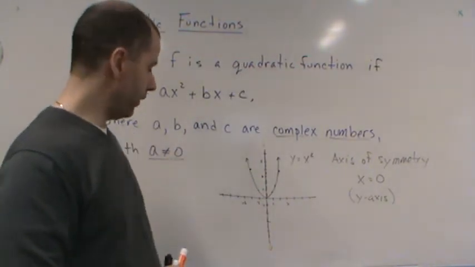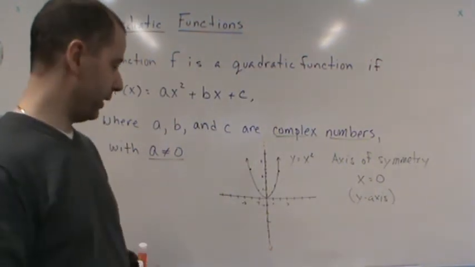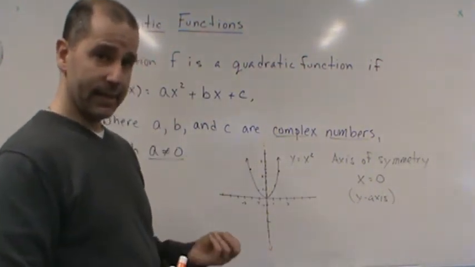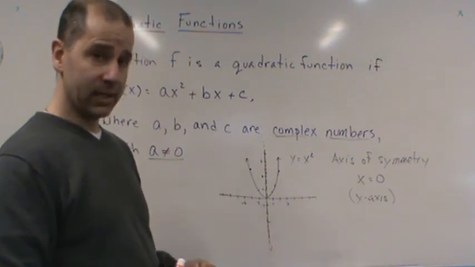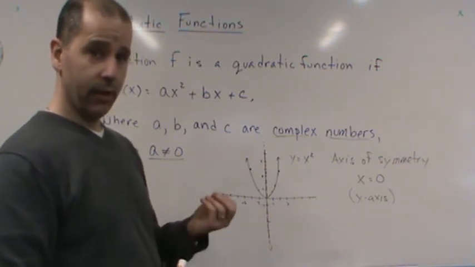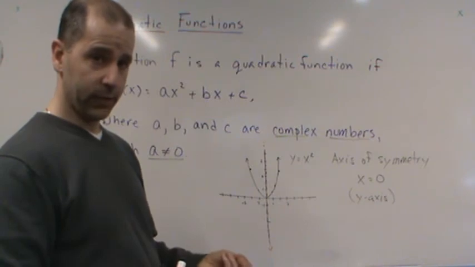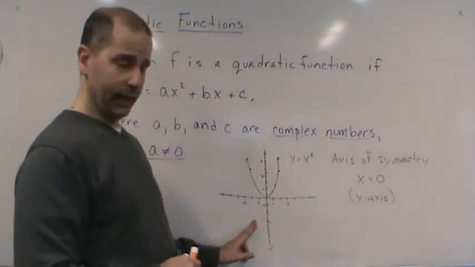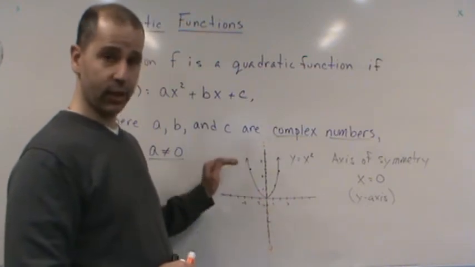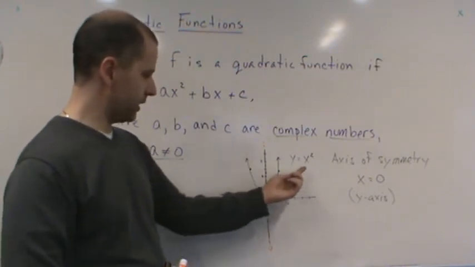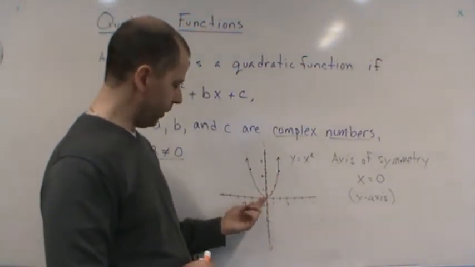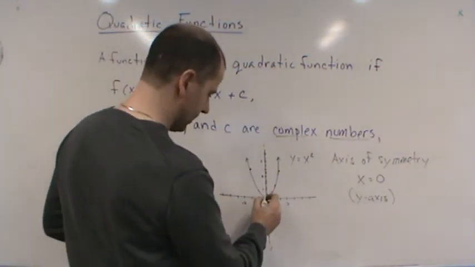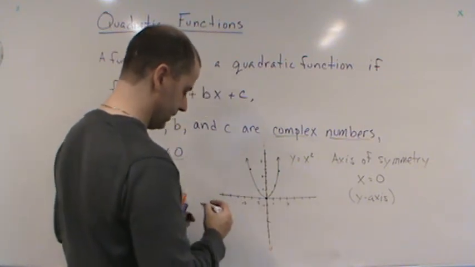Now, one of the other features that I'm going to introduce is what's called the vertex. The vertex is the minimum or maximum point of the quadratic function. If you're looking at the graph of the quadratic function, it's the minimum or maximum point in the graph. In this case, for x squared, the minimum point is at the origin. So the vertex is 0, 0.